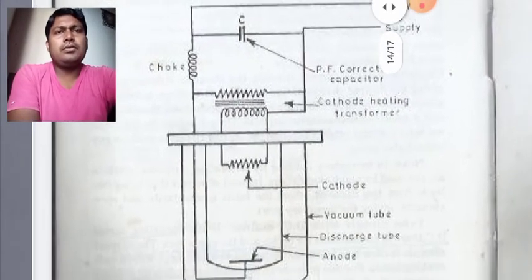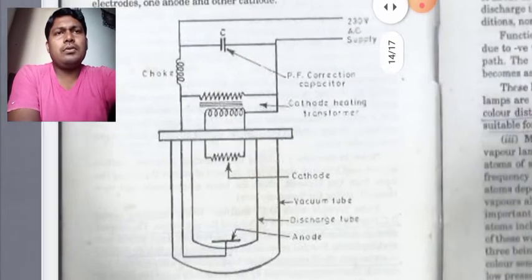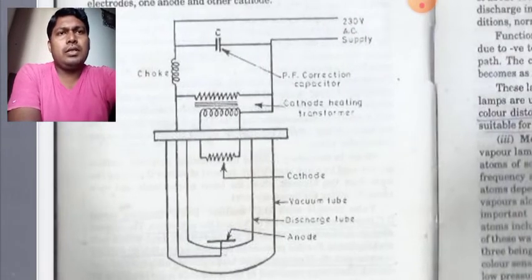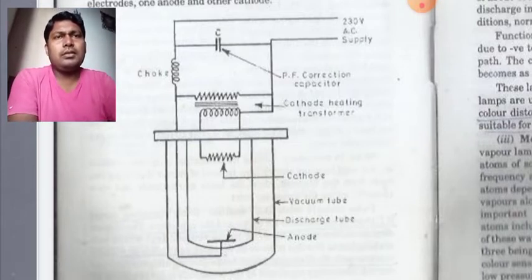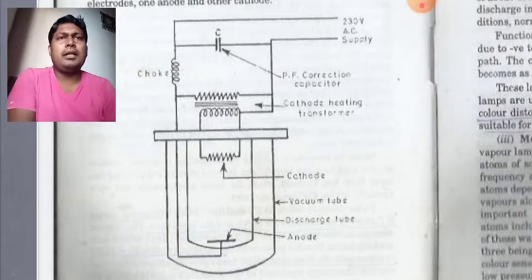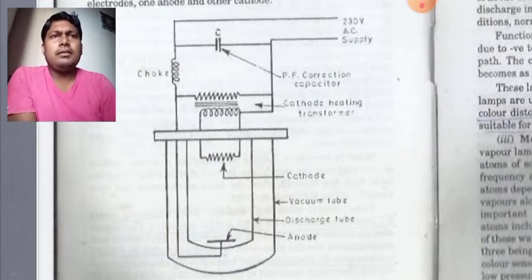Let me just zoom it out so that it will be in a single screen. So now students, just have a look at the circuit diagram of the sodium vapor lamp. Clearly, an AC supply voltage of 230 is injected. Now there is a capacitor for power factor improvement which has been connected across the supply voltage. There is a choke which is connected in series.